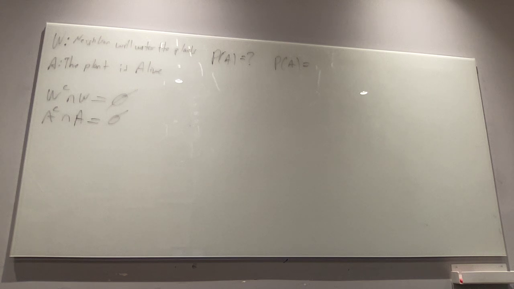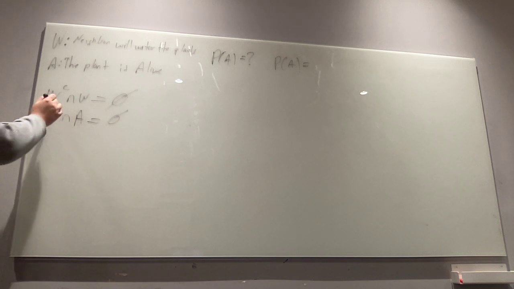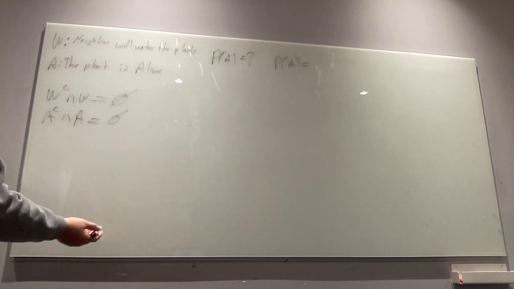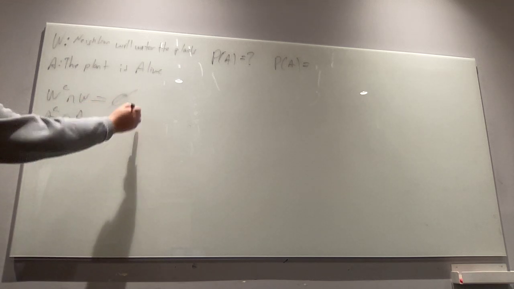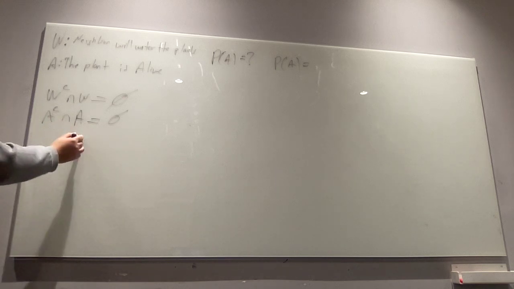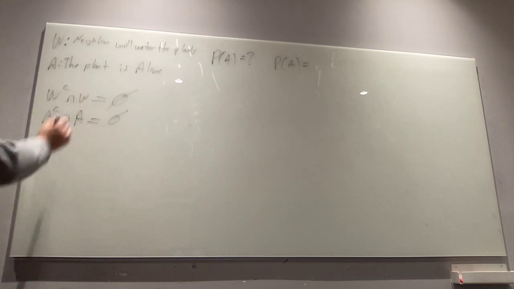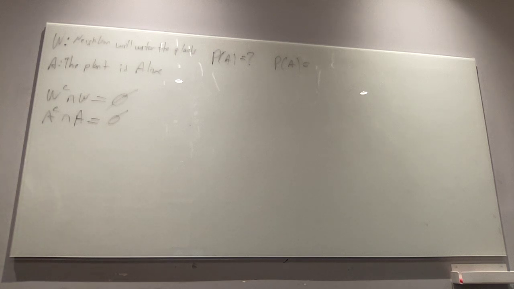I need to also mention that they constitute a partition. W complement means the opposite of W and A complement means the opposite of A, and their intersections are empty sets. So A and A complement and W and W complement constitute a partition. That's important for conditional probability, also the law of total probability.